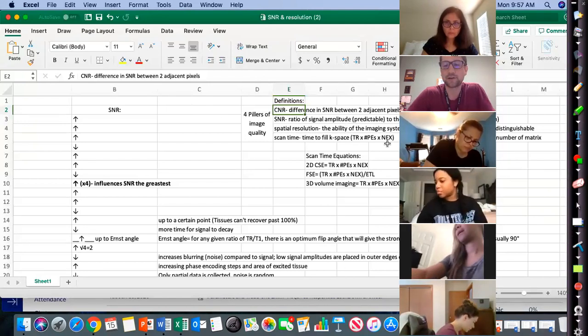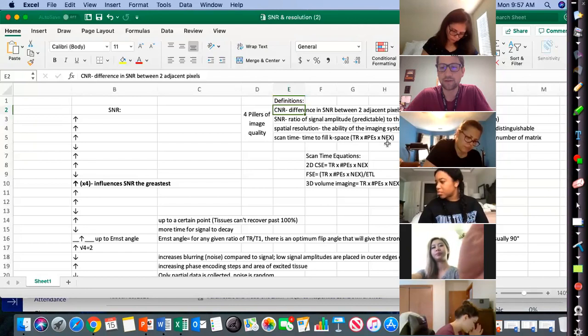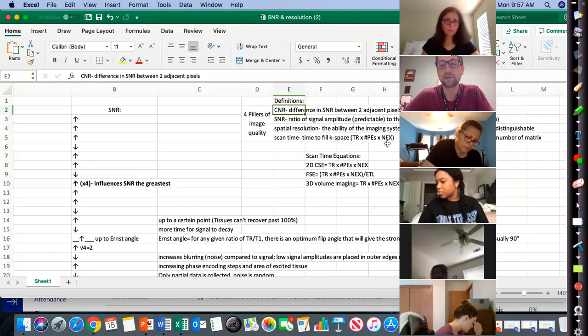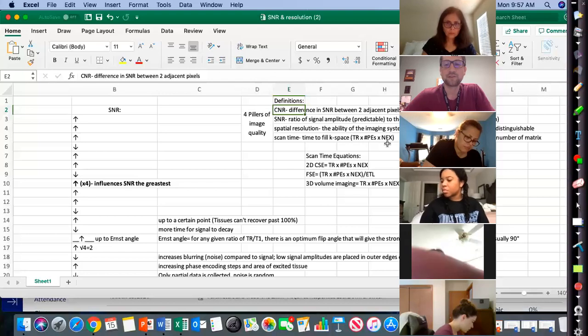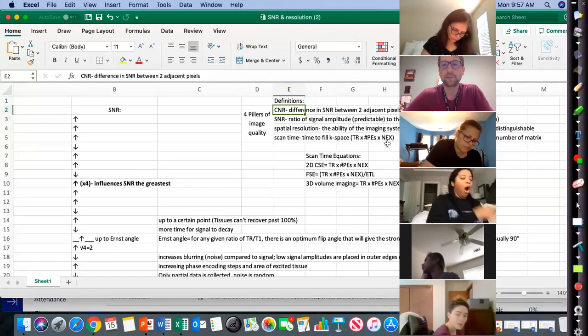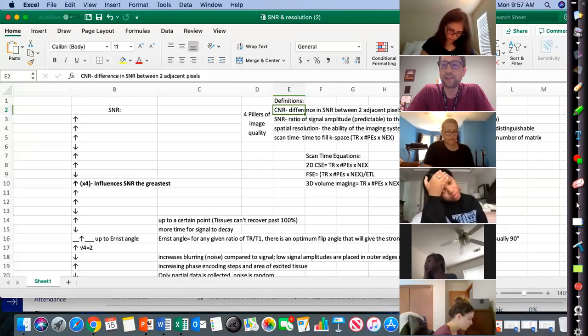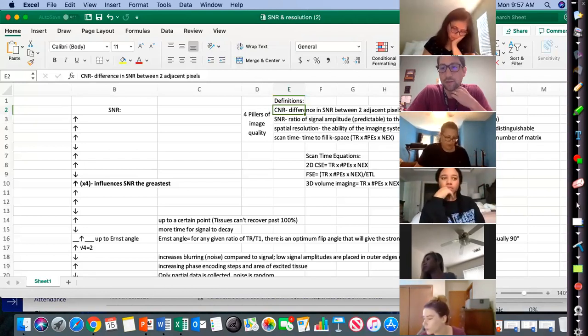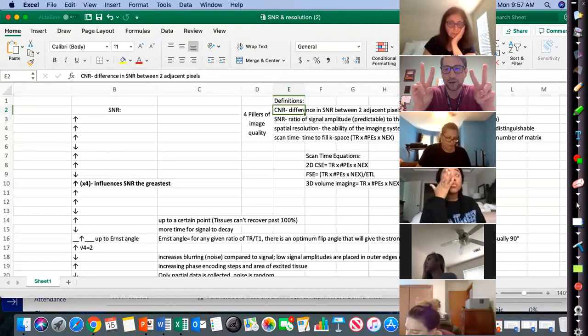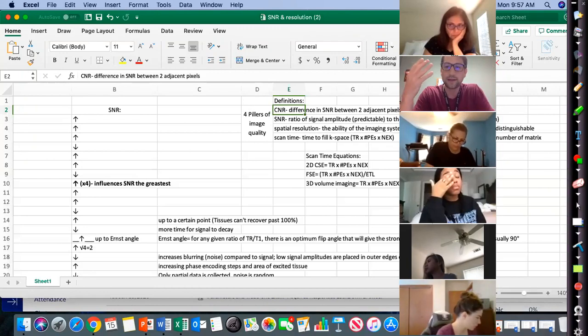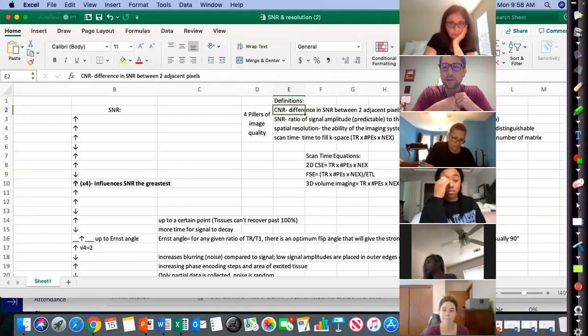NSA is also another acronym for number of excitations, number of signal averages, and then you might even see number of acquisitions, which is a Philips scanner. But they all mean the same thing. Our phase encoding steps are typically the smaller number of the matrix. So if you have two numbers that create the matrix, if you have 256 by 128, 128 is going to be your phase encoding steps because you want the smaller number to be associated with the smaller axis of the anatomy. So you'll see an example of that with the problems we work here in a little bit.